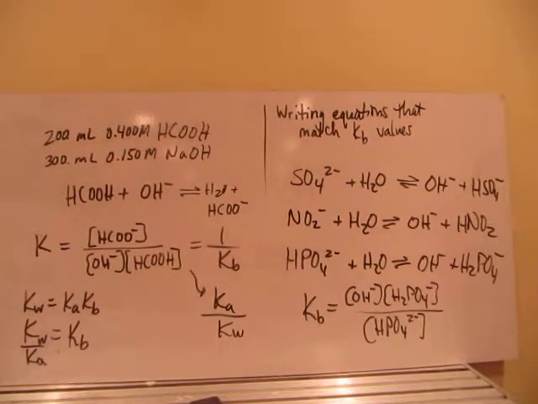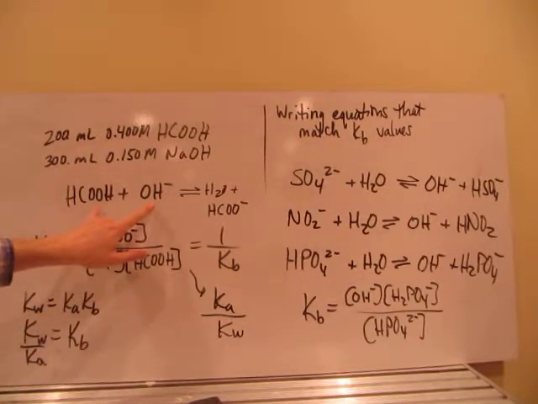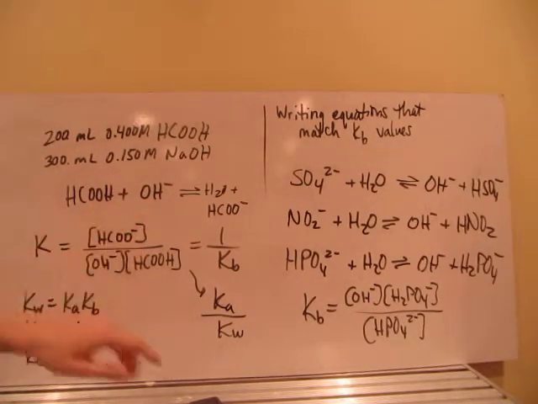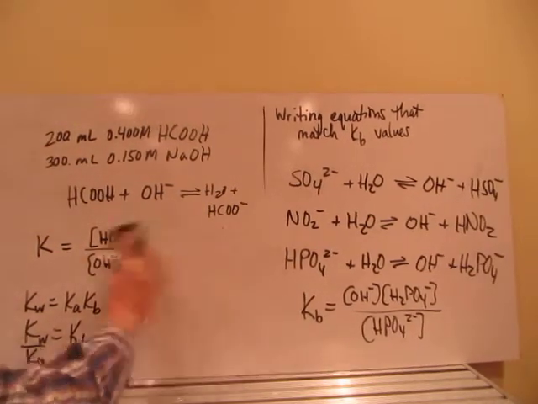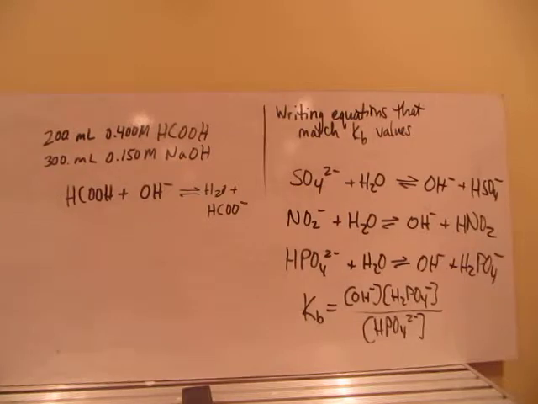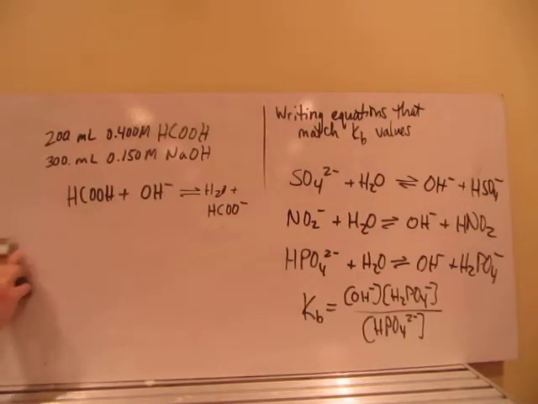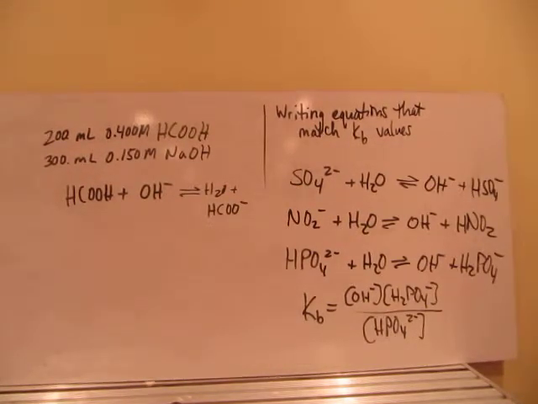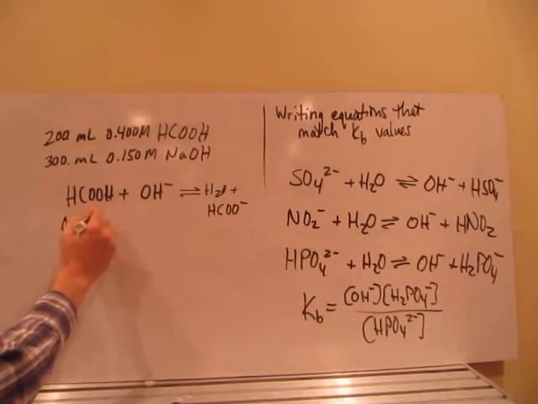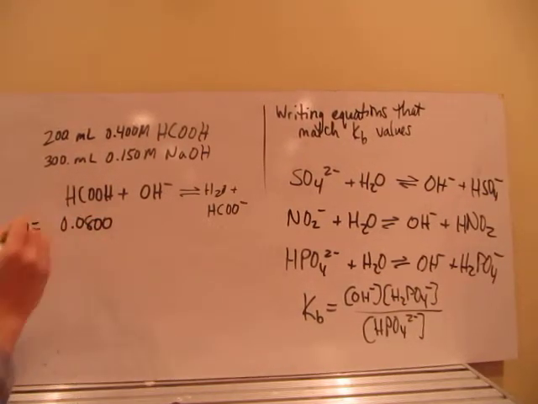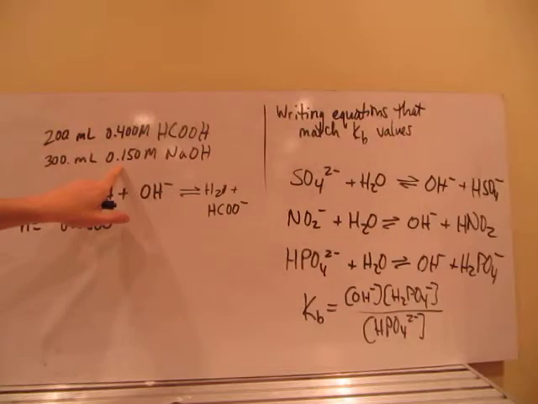So our next job is to calculate the pH. Well, if we're going to calculate the pH, we need to see how much of this stuff actually reacts. Let's see. We have 0.2 liters. 0.2 liters times 0.4 molar is 0.08, right? Number of moles for formic acid, 0.08. And here we got 0.3 times 0.15, so 0.045.